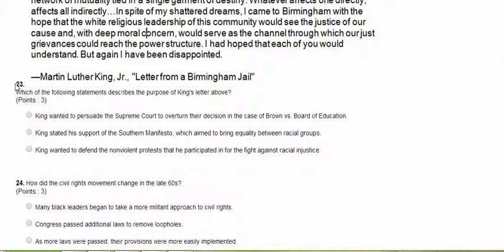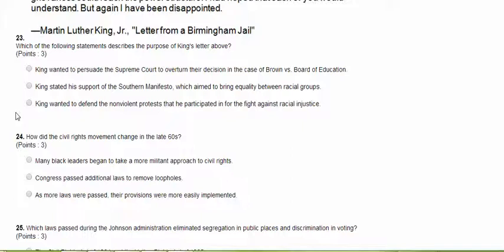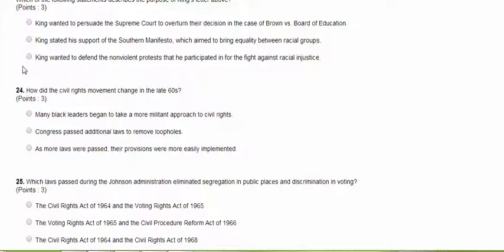Which of the following statements describes the purpose of King's letter above? King wanted to persuade the Supreme Court to overturn their decision in the case of Brown versus Board of Education. King stated his support of the Southern Manifesto, which aimed to bring equality between racial groups, or King wanted to defend the nonviolent protests that he participated in for the fight against racial injustice.